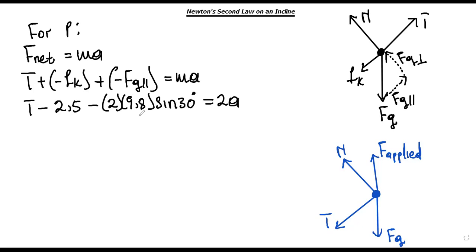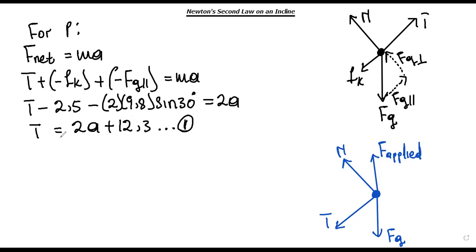Now, simplifying this, what do we get? Well, you say negative 2.5, minus 2 into 9.8, sine 30 degrees. So it's going to give you negative 12.3. If you take negative 12.3 to the right, it becomes positive 12.3. And this becomes your first equation.